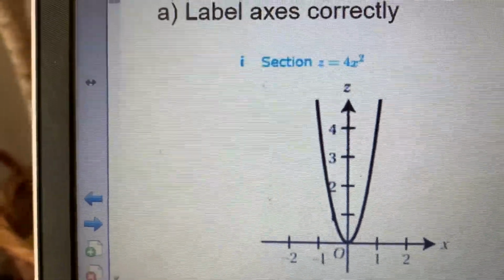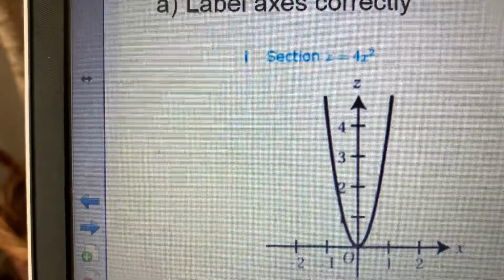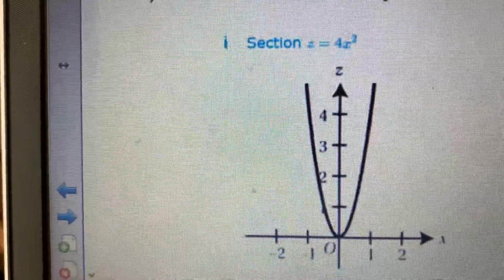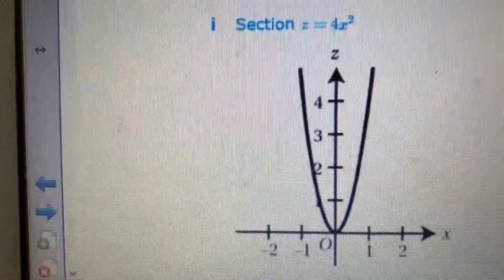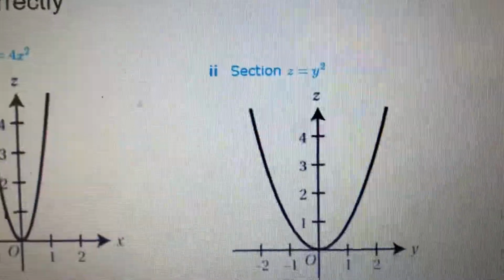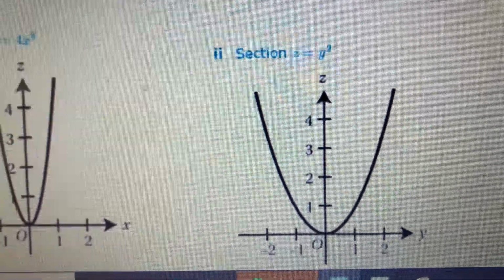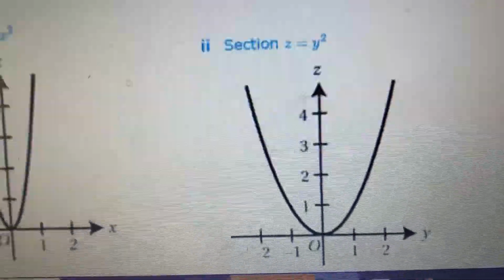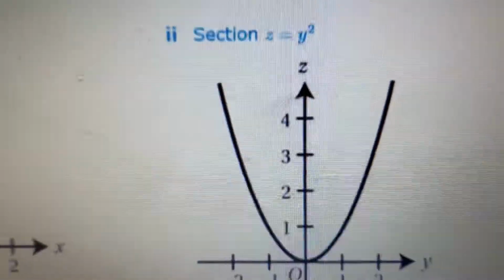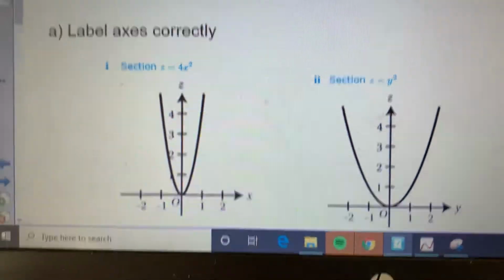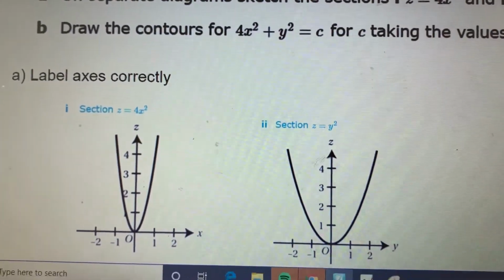is very much just like y equals 4x squared, but just make sure you've got your axes labelled x and z, and z equals y squared is very much like y equals x squared. Just make sure you have those axes labelled correctly. It's the next bit that's a little bit more unusual.